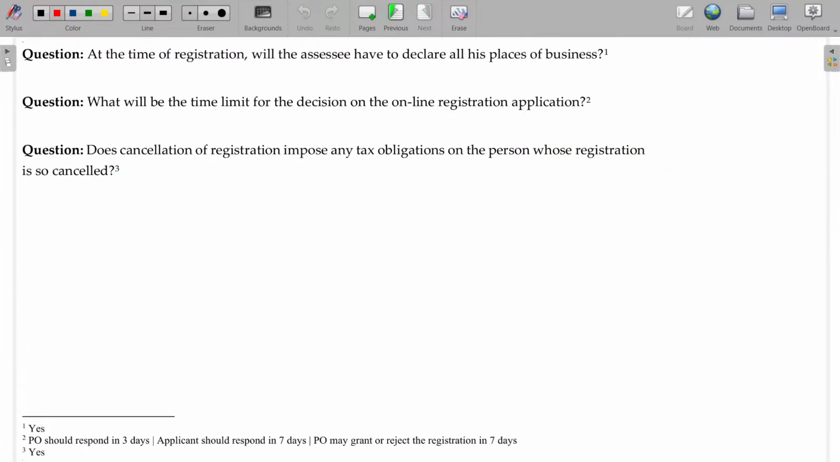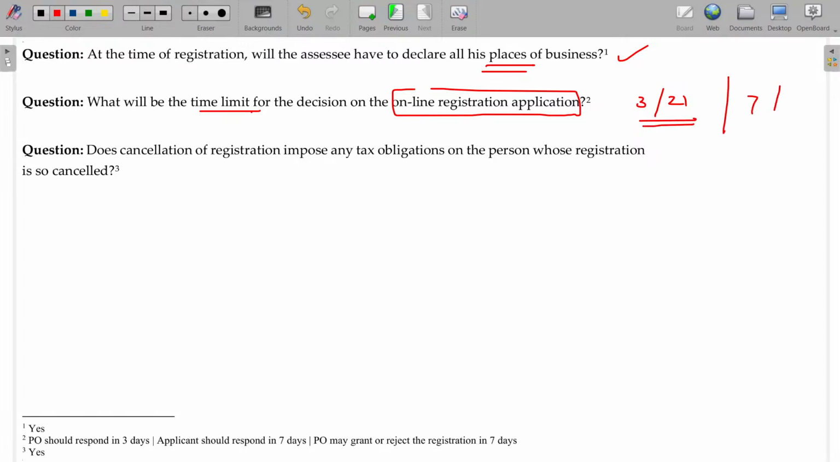At the time of registration, will the assessee have to declare all his places of business? Yes. Principal and additional place of business he has to disclose. What will be the time limit for the decisions on the online registration application? Okay. So 3 days for asking for clarification, 21 days in case of Aadhaar authentication, and for the response 7 days will be given. Within 7 days they have to confirm or reject.